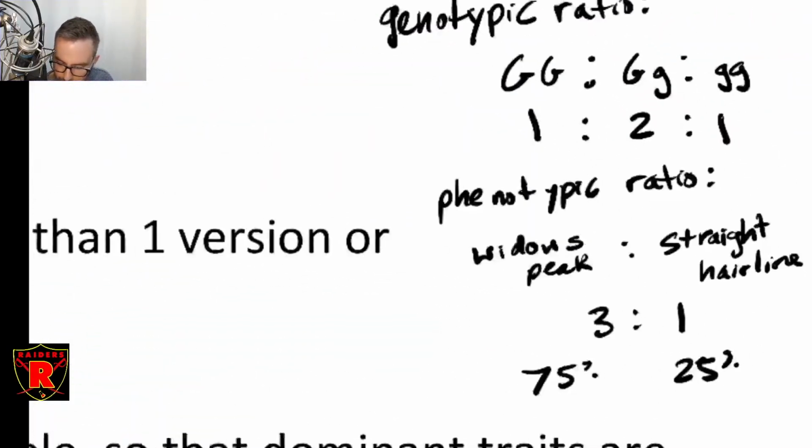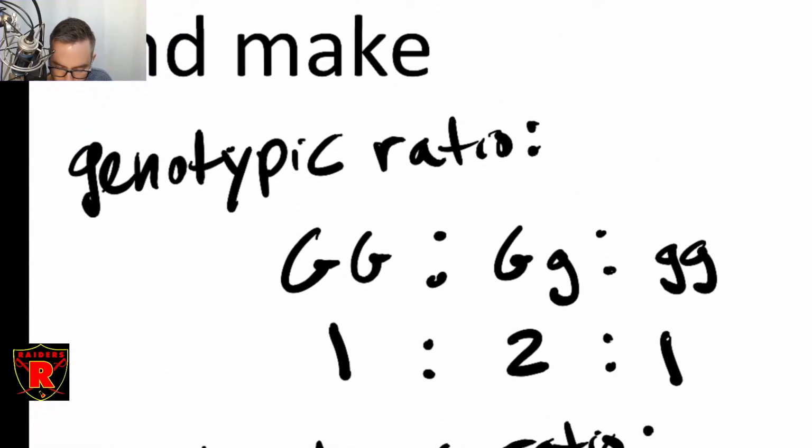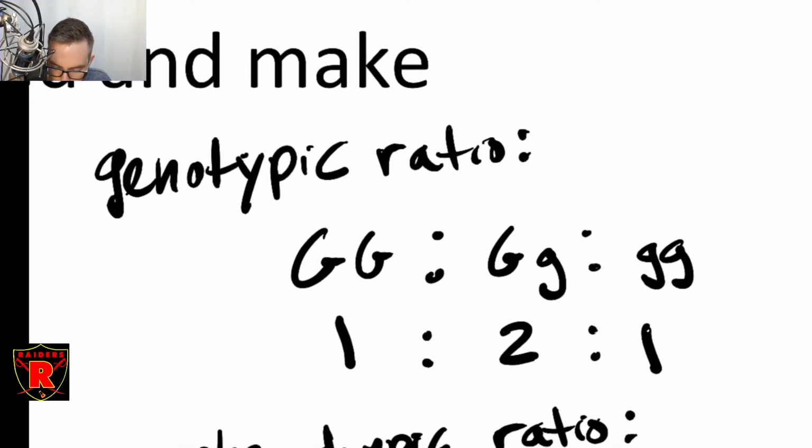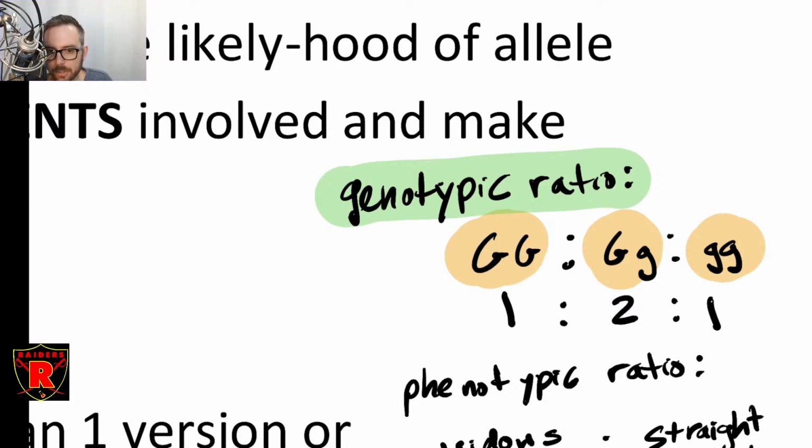So another way to say that is we can say that the ratio of genotypes, which is known as the genotypic ratio, is 1 to 2 to 1. In other words, 1 in 4 is going to be this genotype, 2 in 4 is going to be this genotype, and 1 in 4 is going to be this genotype. That's a 1 to 2 to 1 ratio of big G big G to big G little g to little g little g. That's called the genotypic ratio. It's the ratio of the different genotypes that you will get. Okay, and you can get that from reading a Punnett Square.